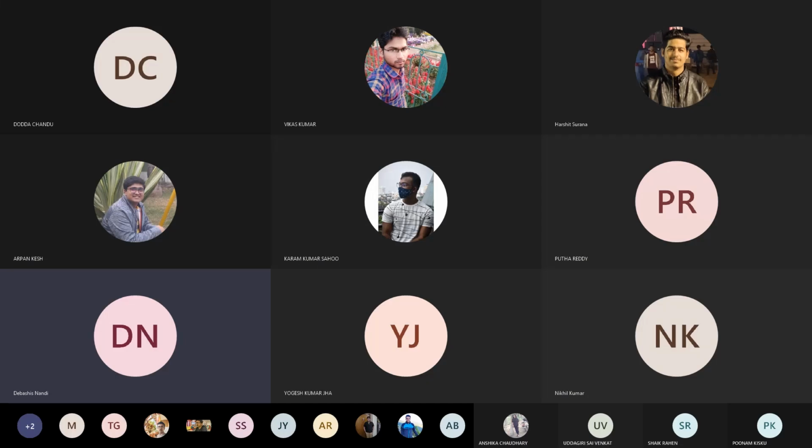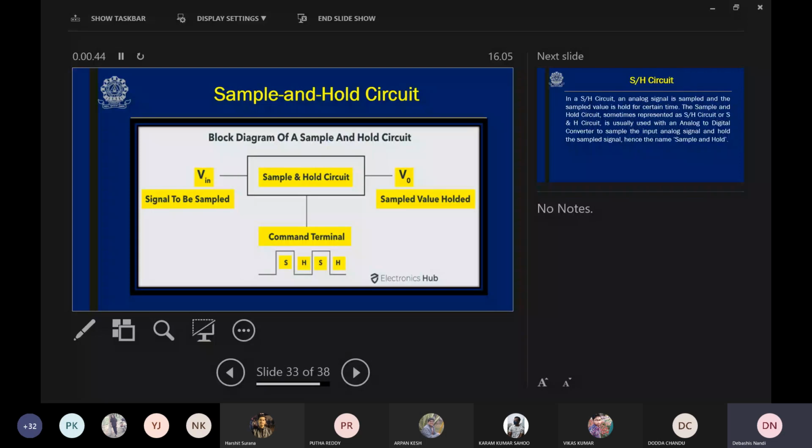If the sampling rate is very, very small, then there is a problem of reconstruction of the original signal from the sampled version. However, it is possible to reconstruct the analog signal from its sampled version if and only if certain criteria is fulfilled. The criteria is called Nyquist criteria.